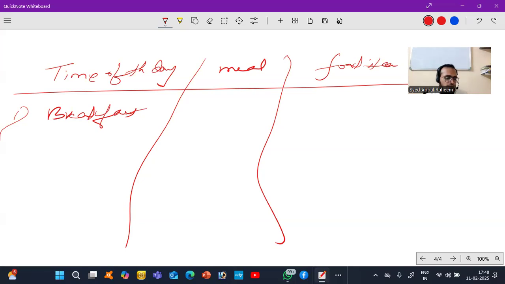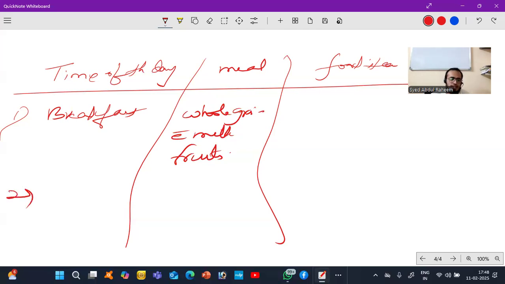So for one day, we'll make whole grain with milk, and some fruits. It is the first day breakfast. We'll make 2 days breakfast. Second day, in the place of grains, you can take any type of fruits, only fruits here. So this is the second day breakfast.